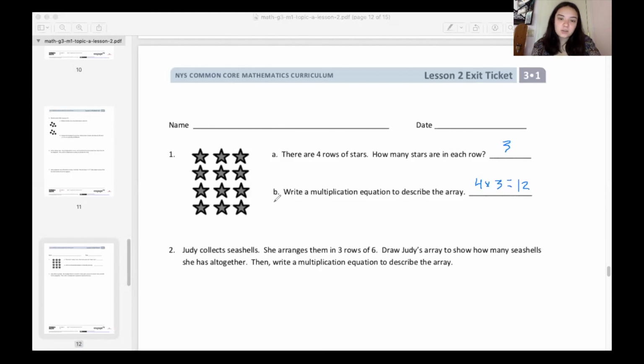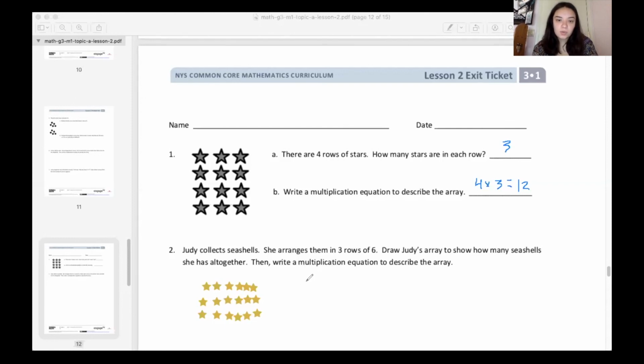Judy collects seashells. She arranges them in 3 rows of 6. Draw Judy's array to show how many seashells she has altogether and write a multiplication sentence. Go ahead and write that out. She collects seashells, 3 rows of 6. So 1, 2, 3, 4, 5, and 6. There's 1 row, 2, and 3. Write a multiplication sentence.